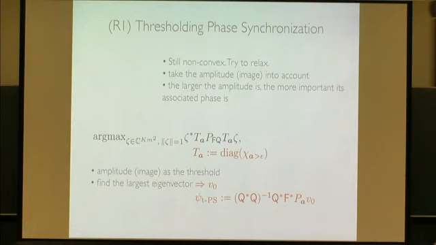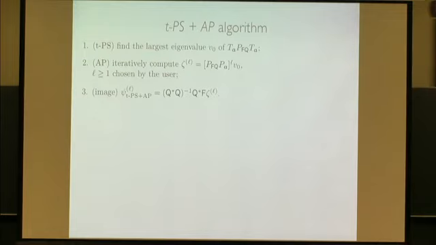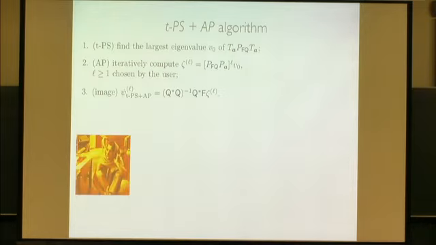But after evaluating the largest eigenvector, V0, we can estimate the image back. It's a spectral method. As you can see, we evaluated only one top eigenvector. So it's quick and scalable to big data. So the algorithm we propose is we start from TPS, which we call thresholding phase synchronization, which I showed you. And I run an alternating projection algorithm, and I can reconstruct the image. And this is the result, numerical result. You have Barbara.